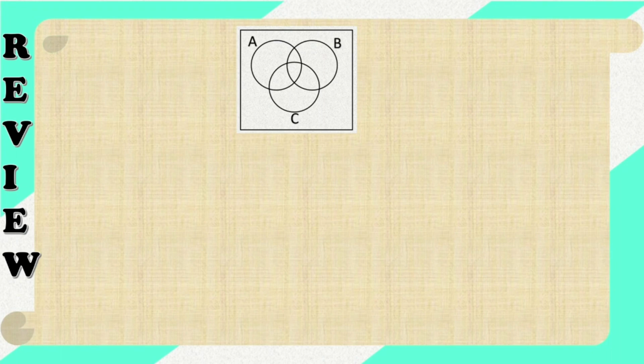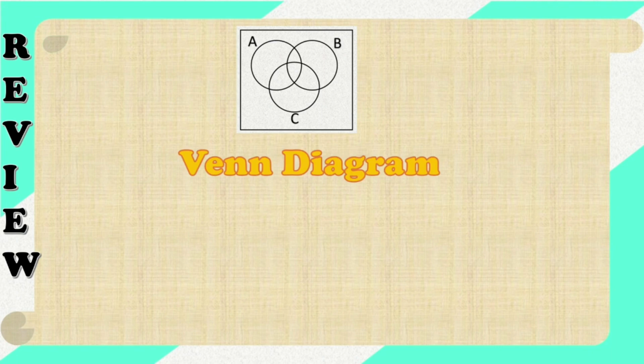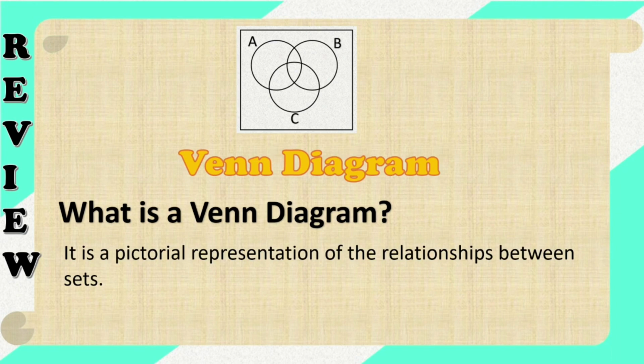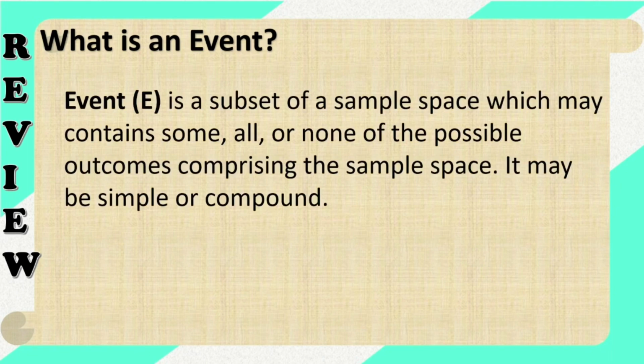Are you familiar with this diagram? Yes, that is a Venn diagram. What is a Venn diagram? It is a pictorial representation of the relationships between sets. What is an event? An event, denoted by E, is a subset of the sample space which may contain some, all, or none of the possible outcomes comprising the sample space. It may be simple or compound.